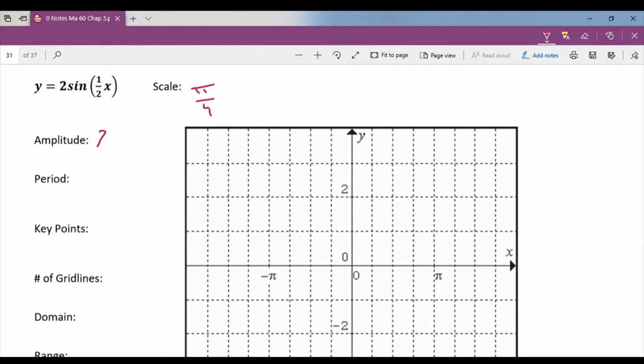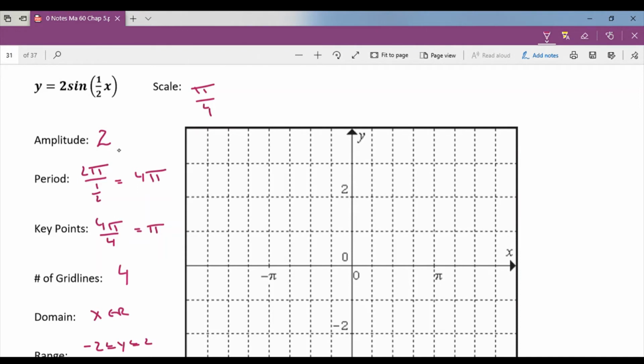The amplitude is the absolute value of A, so it's 2. The period is 2 pi by B, or 4 pi. Your key points is going to be 4 of them in that 4 pi cycle, so they're going to happen every pi. Then we're trying to figure out how many grid lines is pi. Well, if it's a scale of pi by 4, then you're going to have 4 grid lines to get every key point. And your domain is going to be x ∈ R, and your range is going to go from -2 to 2.